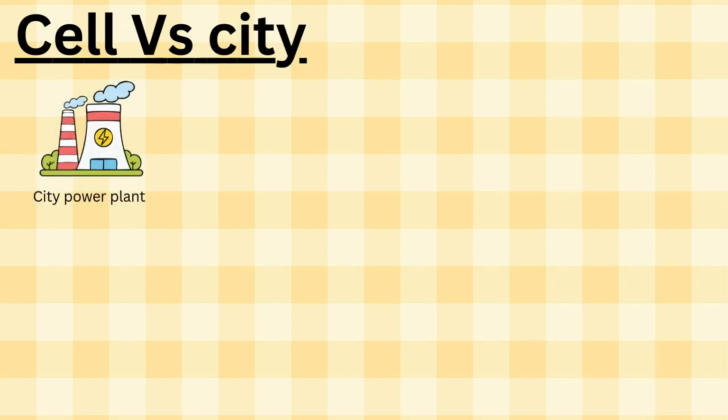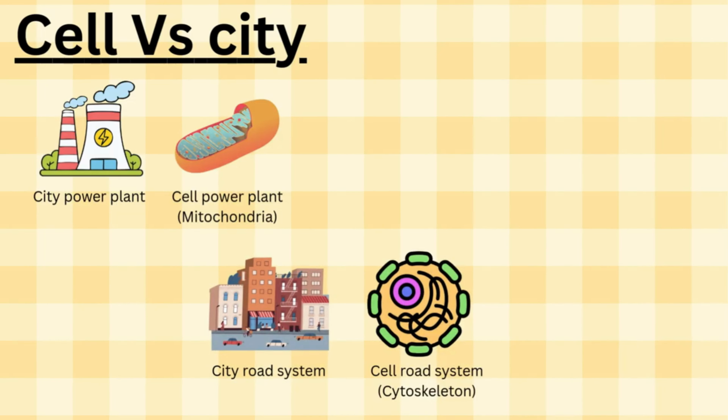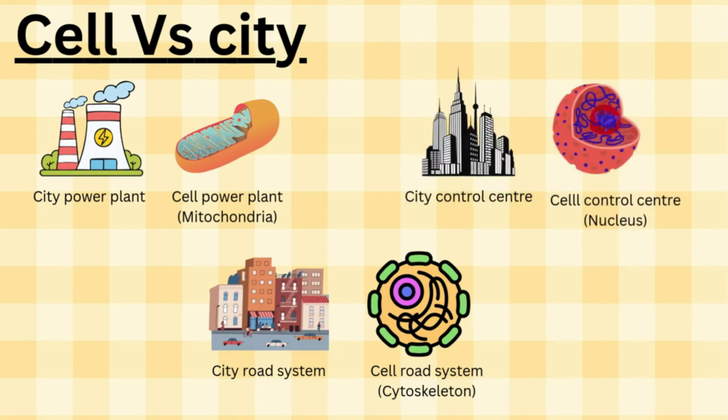Think of a cell as a city. A city has a power plant that generates energy. A cell has mitochondria that produce energy. A city has complex road networks and transportation systems. A cell has intricate pathways that transport materials. A city has a control center that manages operations. A cell has a nucleus that acts as the control unit.